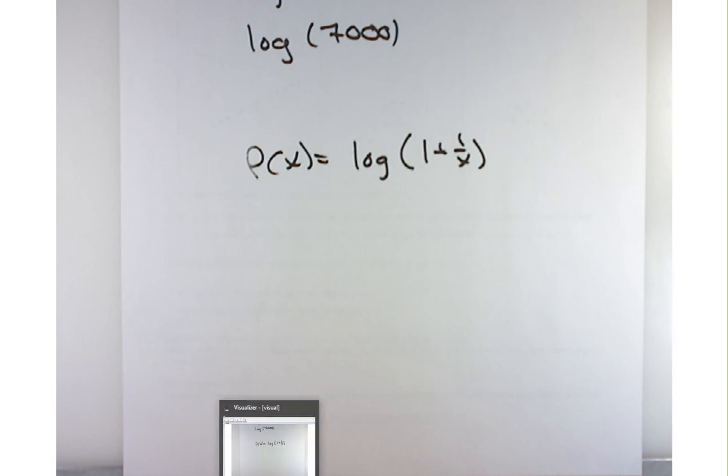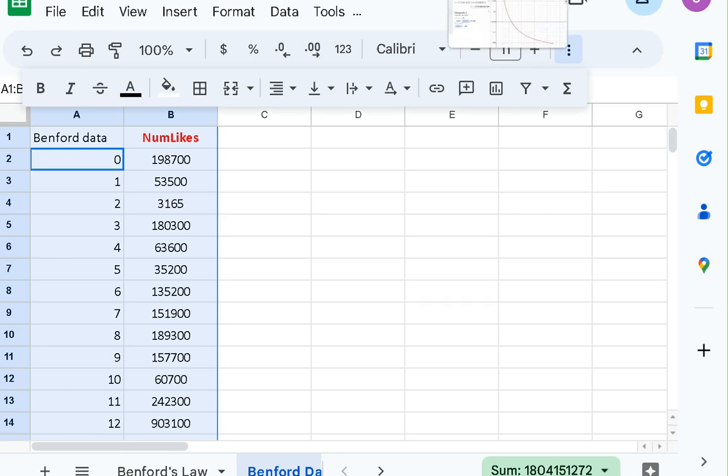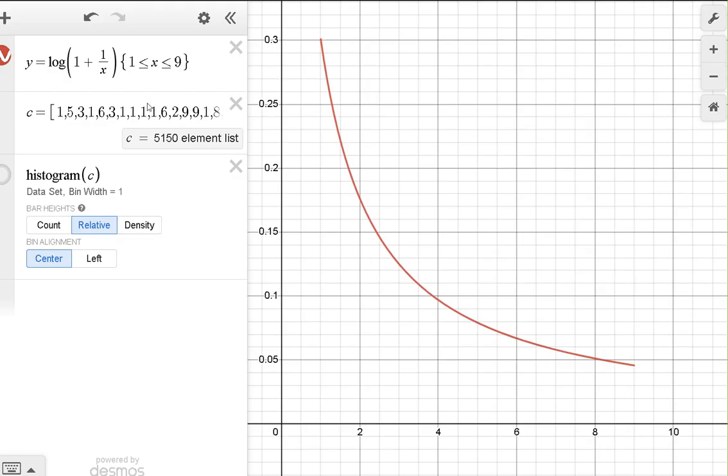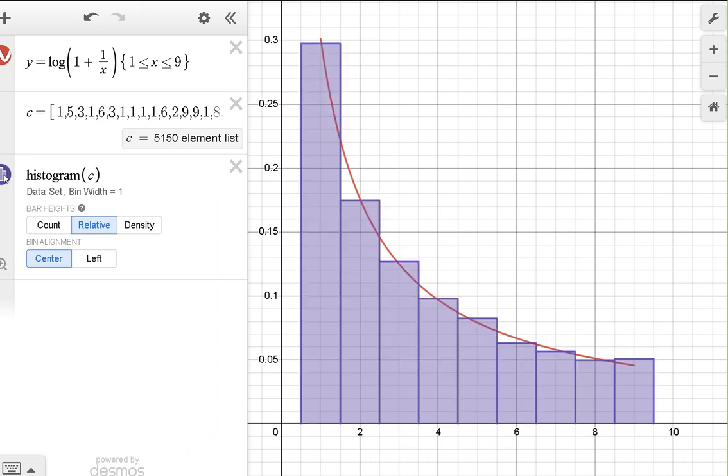Well, let's find out. So I imported our data into Desmos, of course, and here's Benford's curve. Let me plot a histogram of that data and compare it. What do you think? Is that a pretty good fit? These are just randomly selected likes from TikTok. There's 5,150 of them, and yet this curve predicts pretty well what the frequency of each of these leading digits is going to be. So, kind of cool, and it's based on some nice work with logarithms and Benford's law.